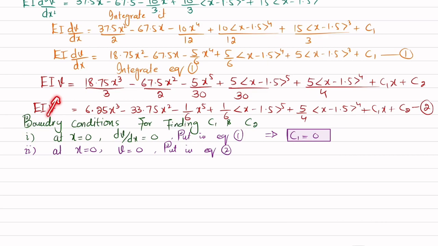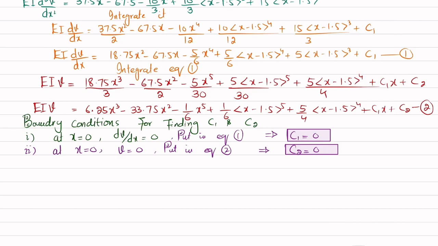So this term will be 0, x is 0, so this term will be 0, this term will be 0, this term will be 0, and 0 minus 1.5 is minus 1.5 power 5, and this is inside the Macaulay bracket, so any negative term inside the Macaulay bracket will be 0. So this will be 0 and C1 into x is 0, so it means C2 is also 0. So from here you will get, I am skipping it to save the space. So C1 and C2 is equal to 0.